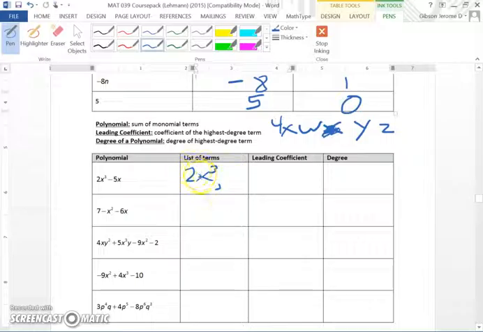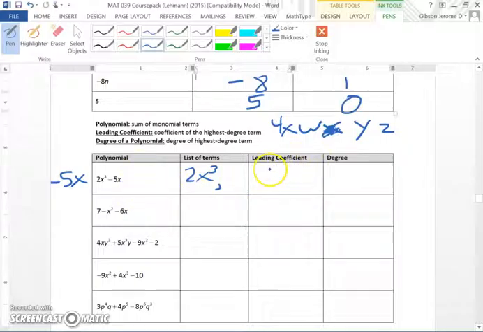Now as you all see, this is jumping. So as far as the list of terms, I'm going to write them over here off to the side. So we know 2x cubed is the first term, and then a negative 5x is the second term. Because if you notice, it would not jump over here. So you would put this under your list of terms.